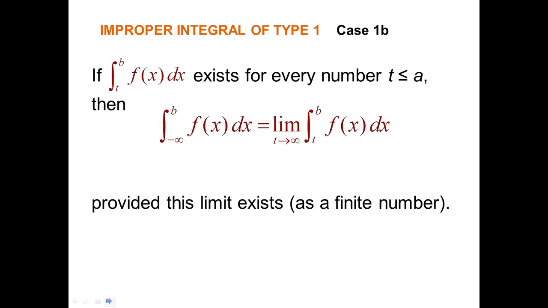Now, what about case 1b? In here, your infinite limit is the lower limit. You have here t as the lower limit, but that t is approaching infinity, or specifically, class, there's a typo here, negative infinity. Again, provided that your answer for such an integral will be a finite number, not infinity.